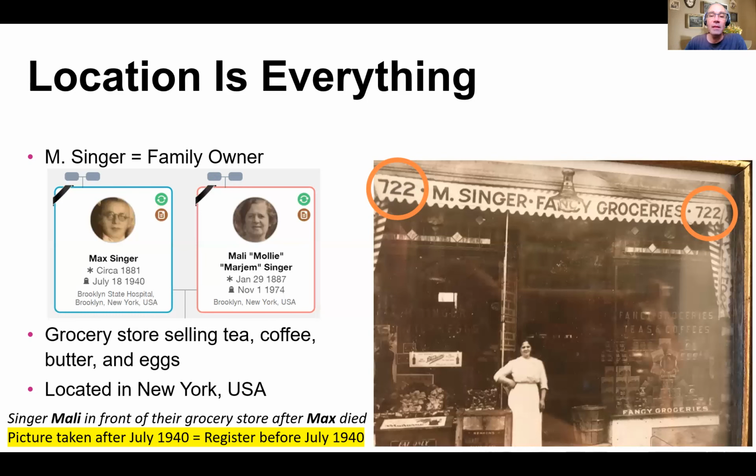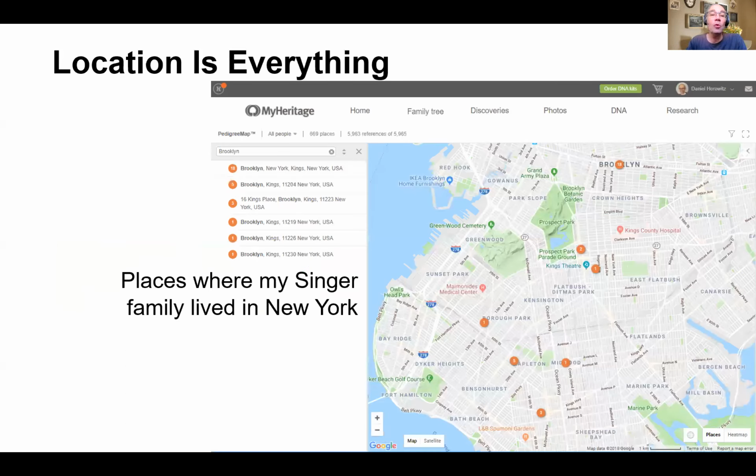In order to find this, I went to my website on MyHeritage, where there is this feature to show a specific place and all the people in one family that lived in that place. I know that New York is very big, but I also know that my family was focused and concentrated in the Brooklyn area.